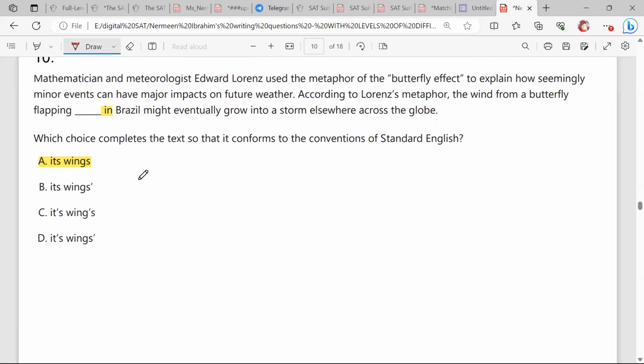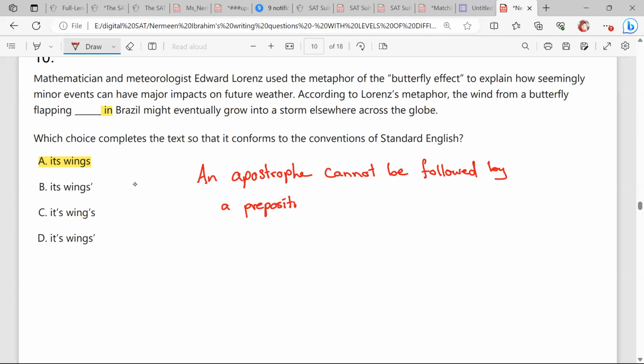So let's write this. An apostrophe cannot be followed by a preposition, a verb, an adverb, or most of the time a punctuation mark.